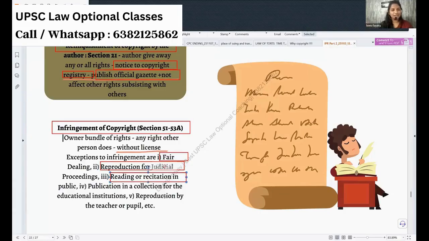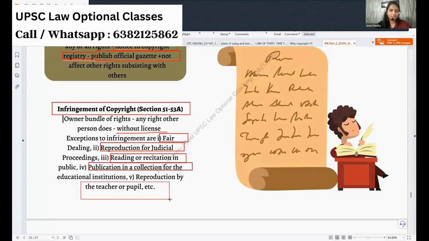Next, reading or recitation in public. Something which is already available in the public domain, whether you can infringe it, that cannot be done. Next, publication in collections of educational institutions. Yes, for the educational purpose, it is allowed. And reproduction by teachers or pupils. I am teaching you and I say that this is from this particular book, allowed. So all these things are exceptions to infringement of copyright that you have to note.